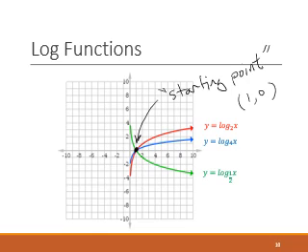Notice that the logarithms that have bases bigger than 1 are increasing. In other words, when you go from the left to the right, the blue graph and the red graph get bigger and bigger y values. But the green graph, because it has a base less than 1, is decreasing. So from the starting point, if you move from left to right, your y values are getting lower, not bigger. And that's a decreasing graph.